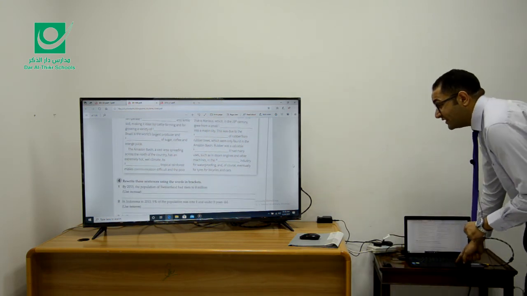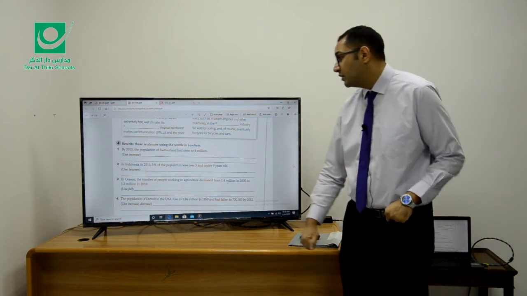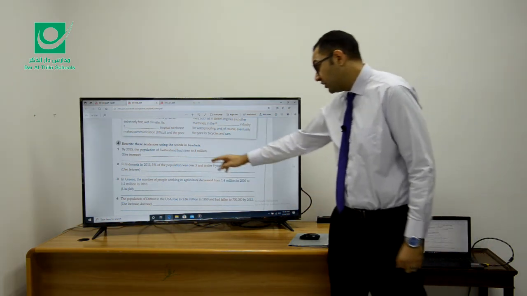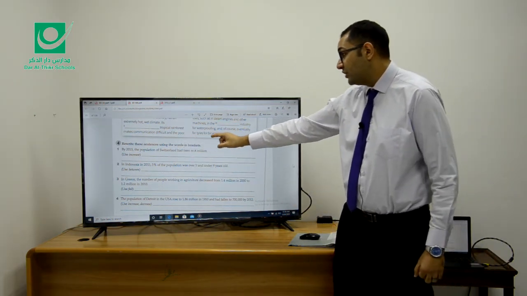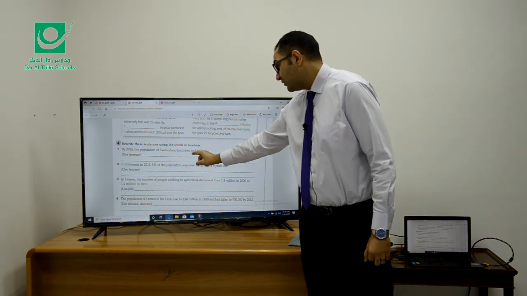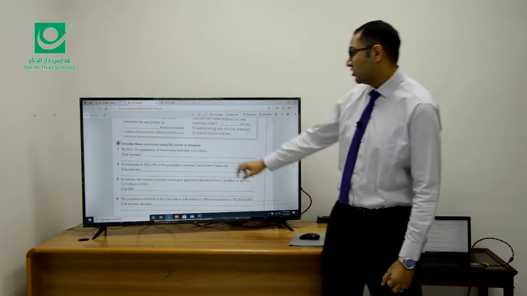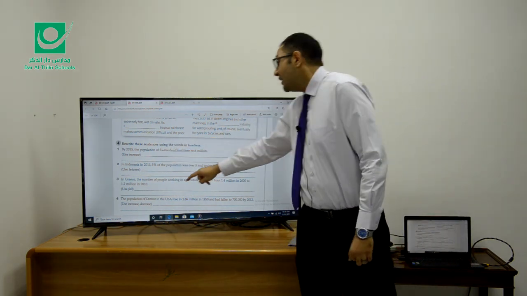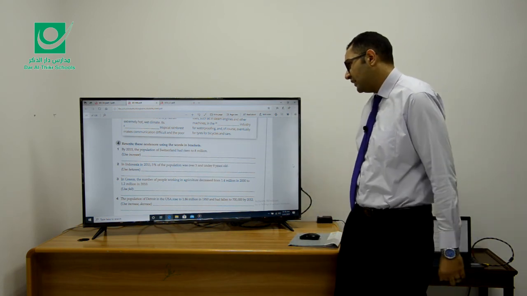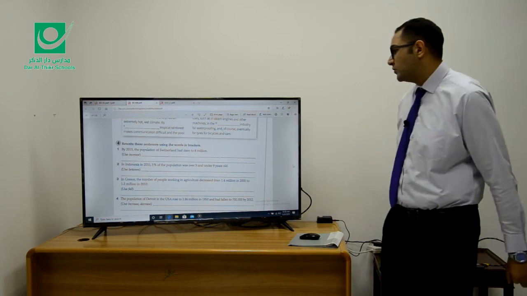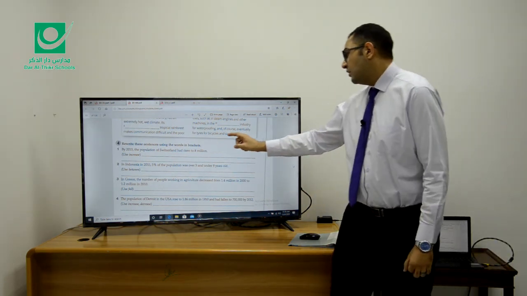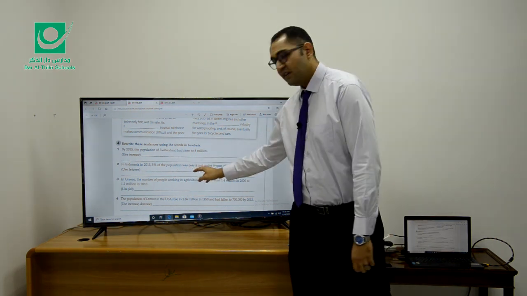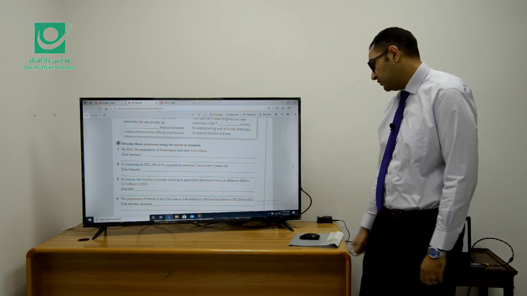The last part of today's lesson is rewriting, and we need to use the words between brackets to rewrite those sentences. The first one, by 2015, the population of Switzerland had risen to 8 million. So it's going to be, by 2015, the population of Switzerland had increased to 8 million. Now also we have between. If we use between in that sentence, the population was over 5 and under 9 years old. So it's going to be between 5 and 9 years old.